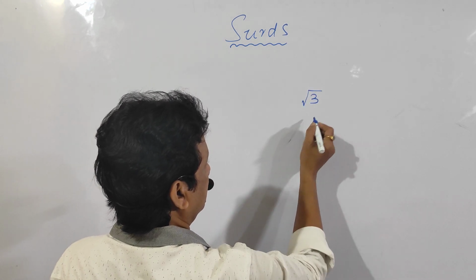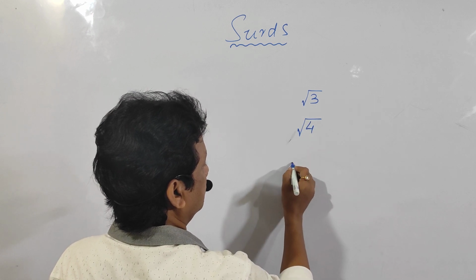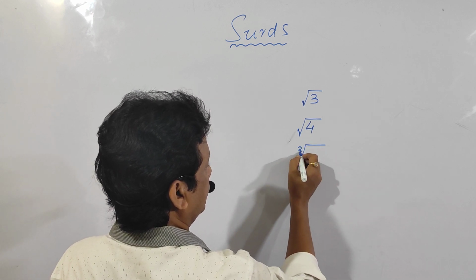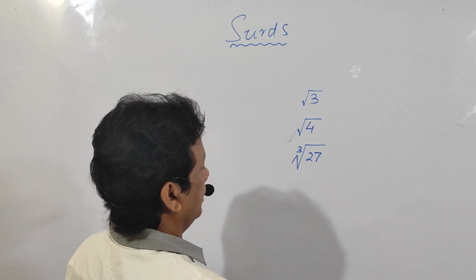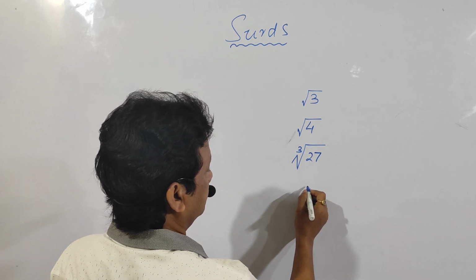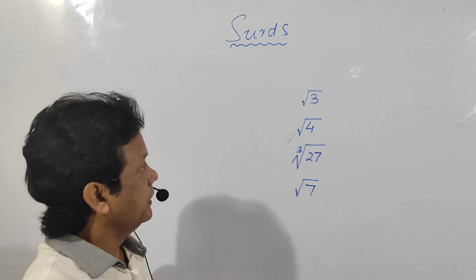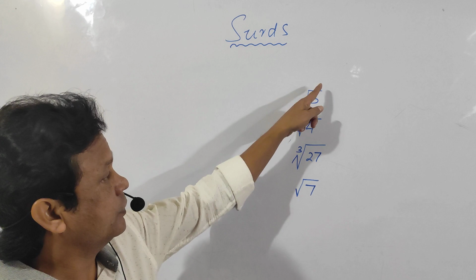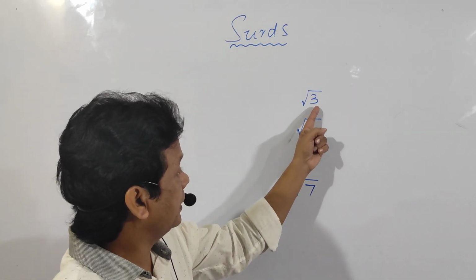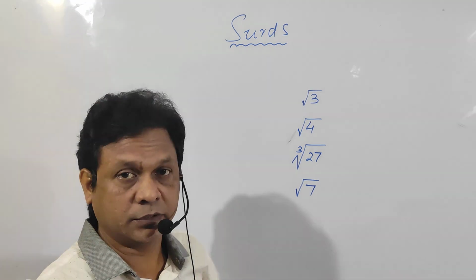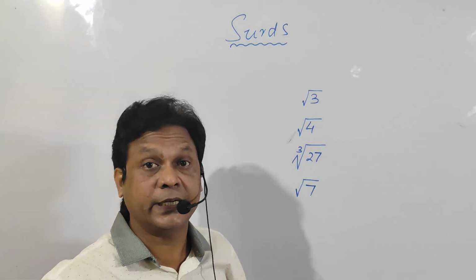Square root of 3, square root of 4, cube root of 27, and square root of 7, like this. This is the radical sign. This one is the radical sign, and under the radical sign, there must be a rational number. It may be a whole number, it may be a rational number, but not an irrational number.